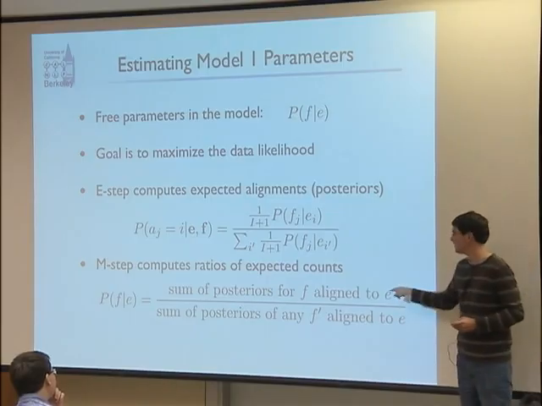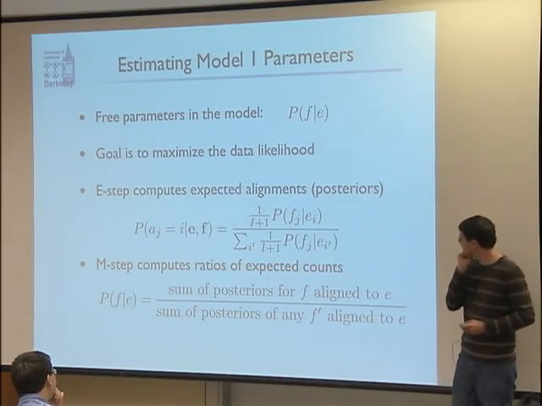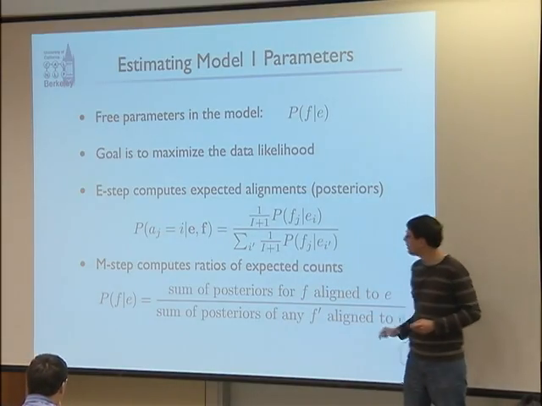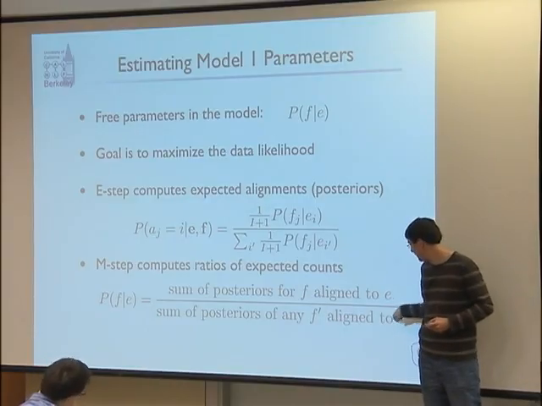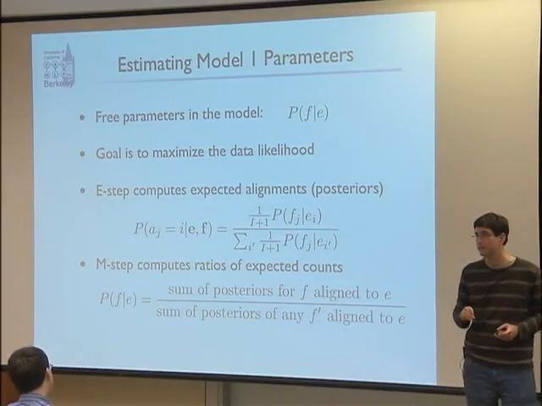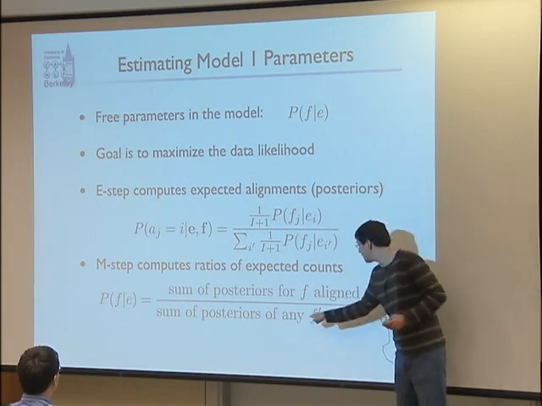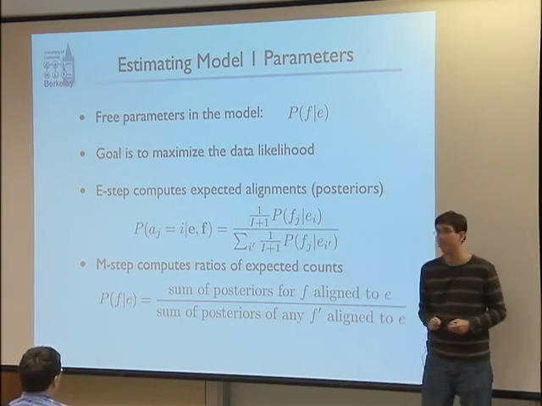And I promise I'll write this up somewhere during the lab. And then what are we going to divide by? So this is how many times I saw foreign and English together. Well, we want a conditional probability. So we want to find all the times that we aligned to the English word at all. And that goes in the denominator. So this looks over all the different foreign words that we could have aligned to and sums all those up.